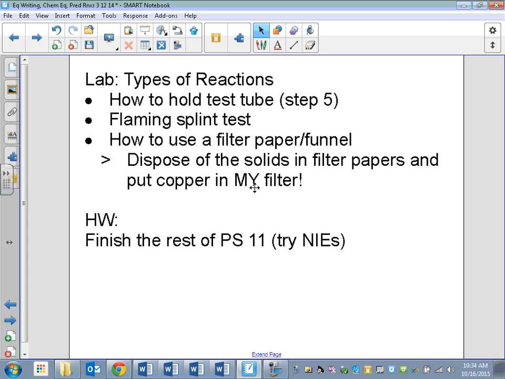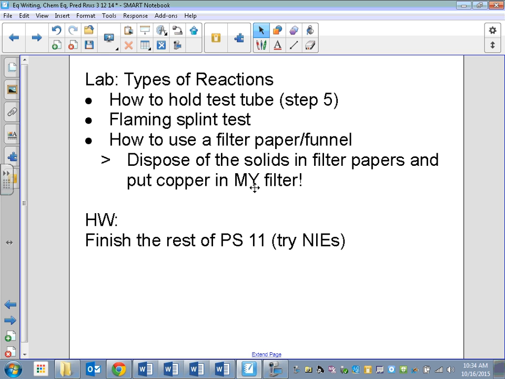A second deal is that you have a flaming splint. This is a splint, this is a popsicle stick. It's going to ask for you to eventually make a flaming splint. It's going to be on fire. This is going to burn. You should have a beaker of water out to put it out. Don't blow it out because you know it's going to cook it. Yeah, we don't want to have a fire drill. I don't want to do that.